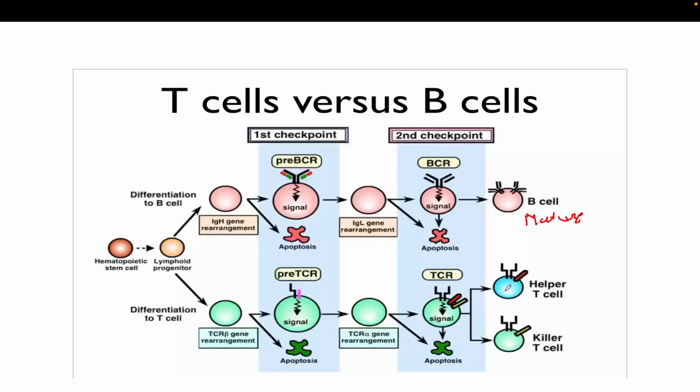And in the thymus, some of the T cells will divide into helper T cells, and some of them will divide into killer T cells, or the cytotoxic T cells. Okay, so this is the whole process of the development of T as well as B cells.